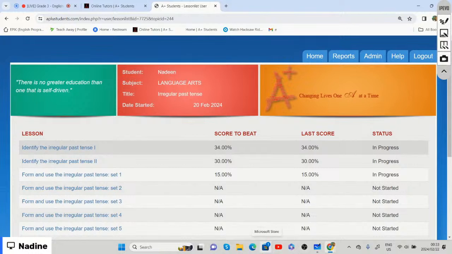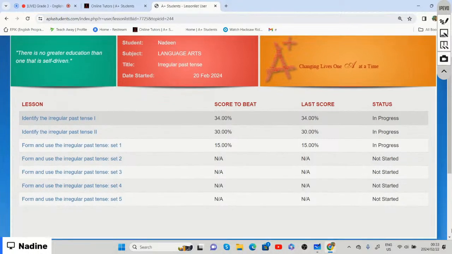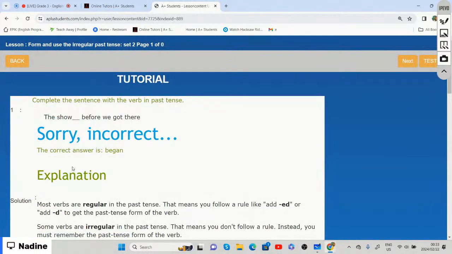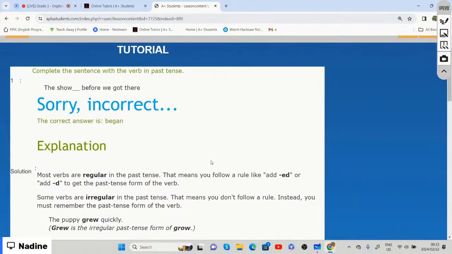All right, so that is to form and use irregular past tense set 1. Now we're going to choose form and use irregular past tense set 2. And remember we said when it comes to irregular past tense, there's no rules that you're going to have to follow. Instead, you must just remember the past tense form of the specific verb.